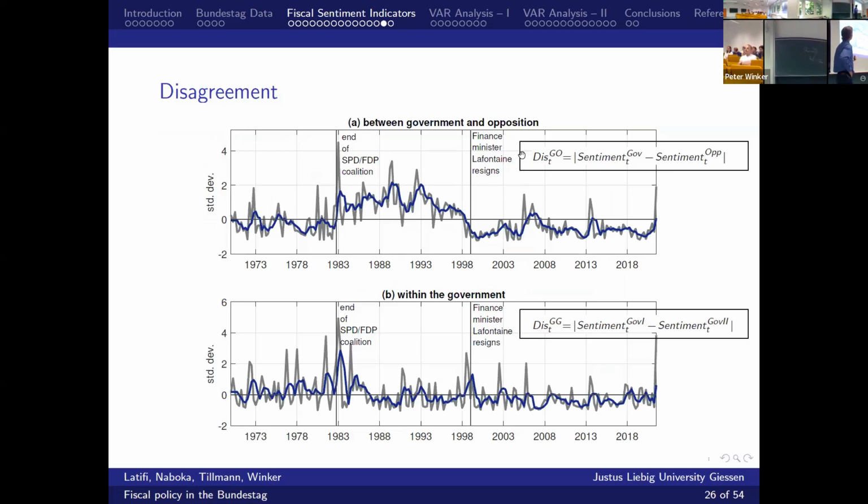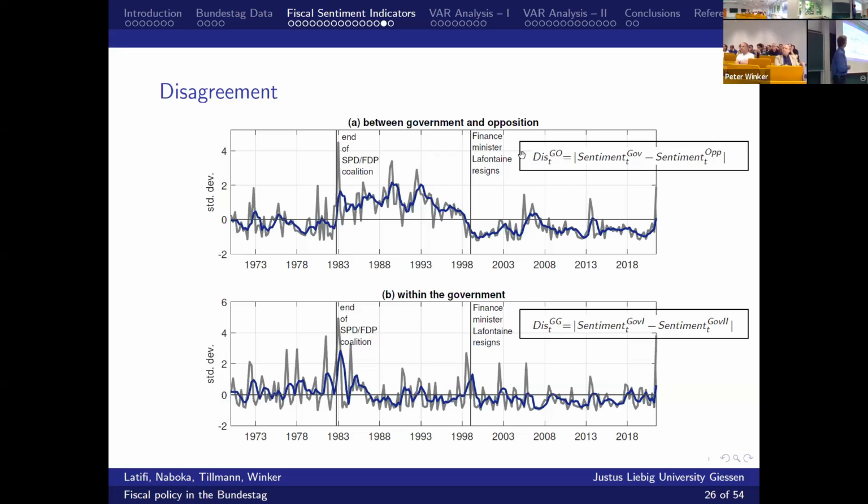This is the government opposition. The blue lines are just the smooth version of the gray line, maybe to make it a bit better to see. And here we have marked the end of the social liberal coalition in 1983 and the resigning of Minister of Finance Lafontaine in 1999, just after the beginning of the red-green government.